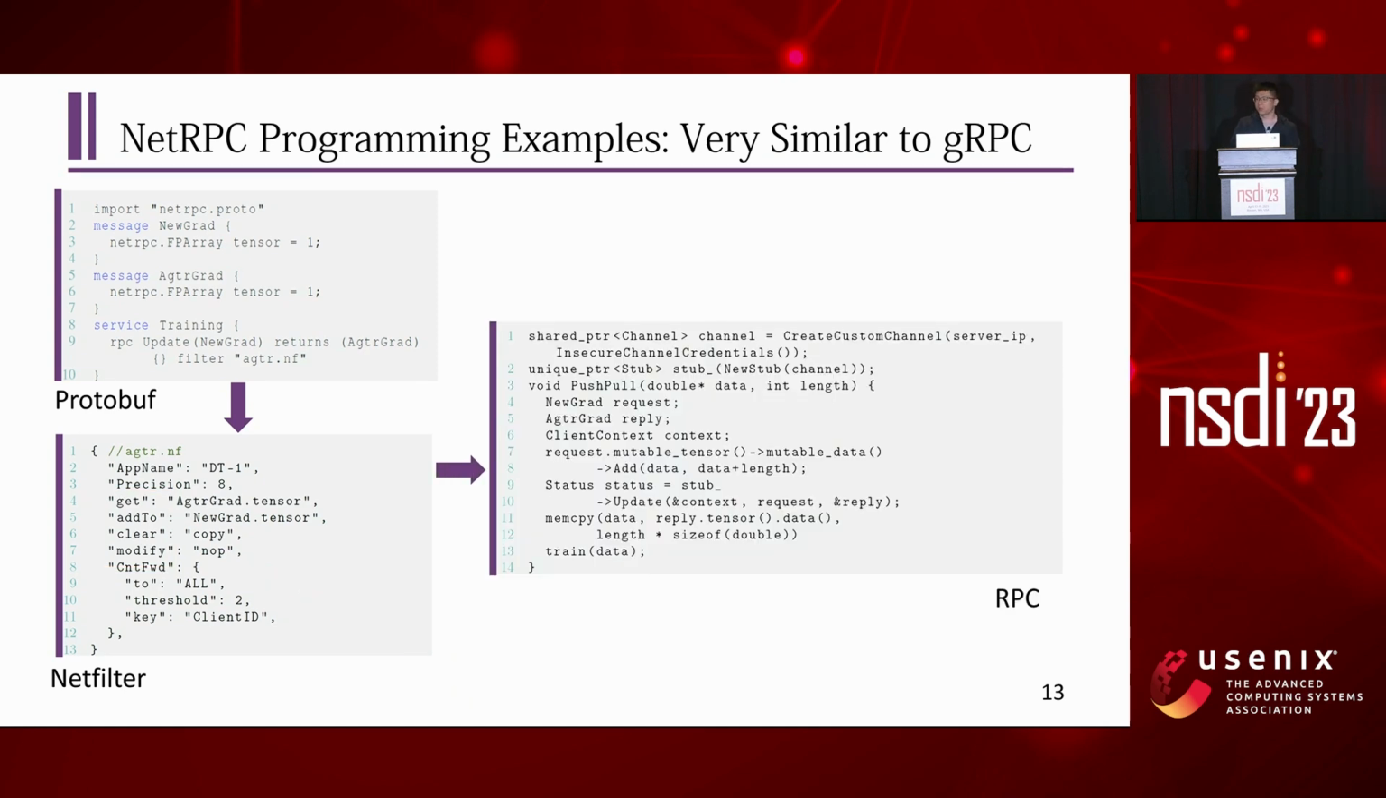After that, we can generate the interface code automatically with the gRPC compiler. And the users only need to invoke remote procedural calls to derive INC benefits without any extra modification to the code.